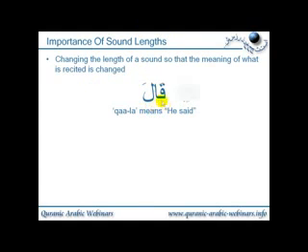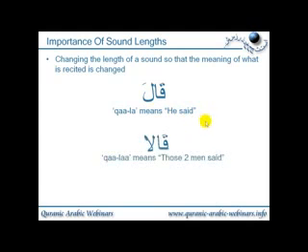Here's a word which is qala. Qala. So the qa is two long and the la sound is one long. Now this means he said, one male. Now we'll change it into another word which is qala. And that means those two men said. So grammatically we've changed from one male to two males, and the only difference was the length of the la. So in the first word it was la, and in the second word it was laa.